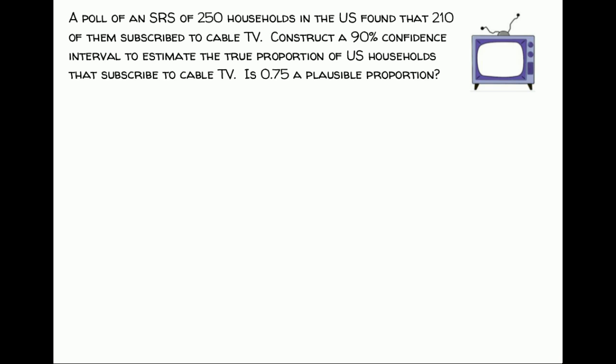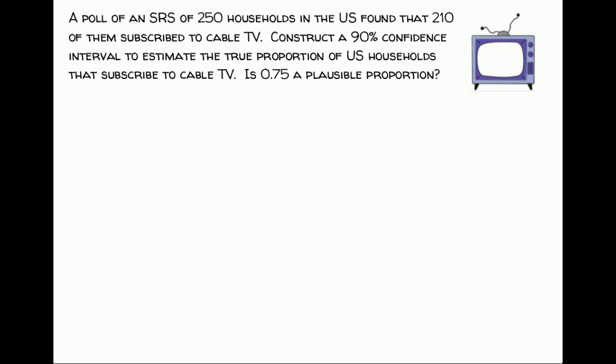We're going to take a look at a quick example of constructing a confidence interval for a population proportion. So here's the question. A poll of an SRS of 250 households in the US found that 210 of them subscribed to cable TV. Construct a 90% confidence interval to estimate the true proportion of US households that subscribe to cable TV. And using that interval, is 0.75 a plausible proportion?